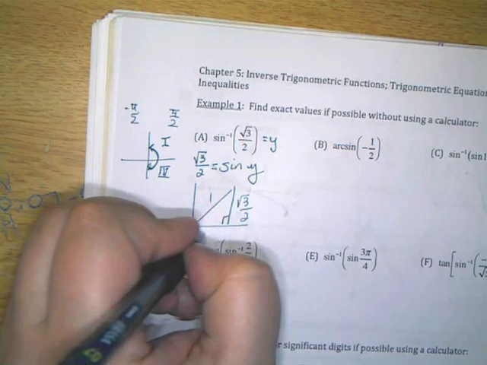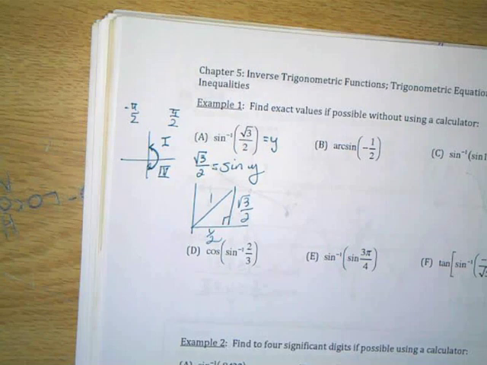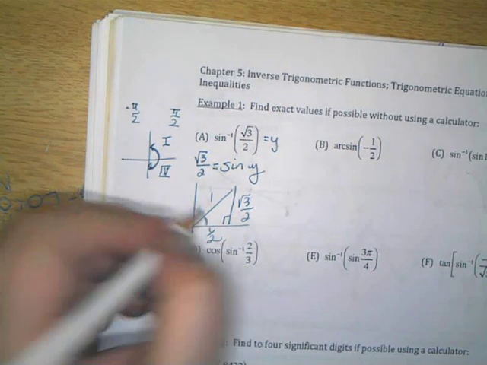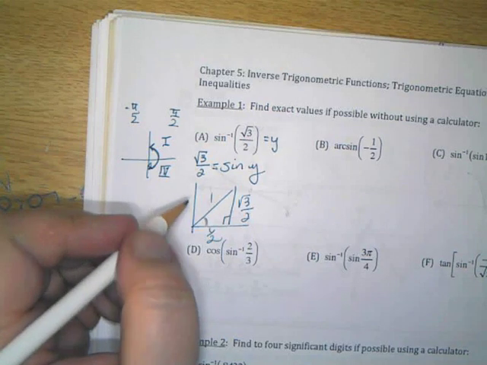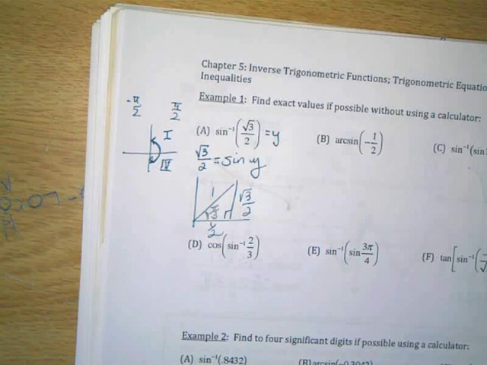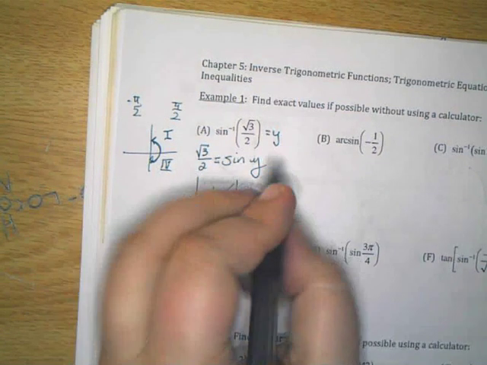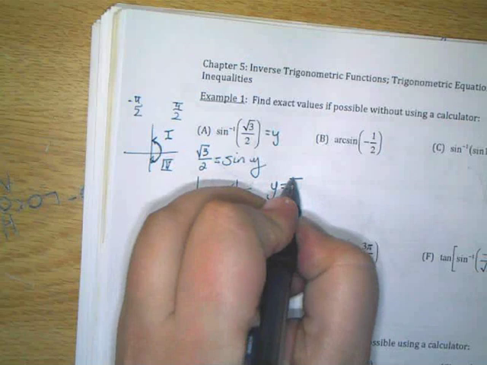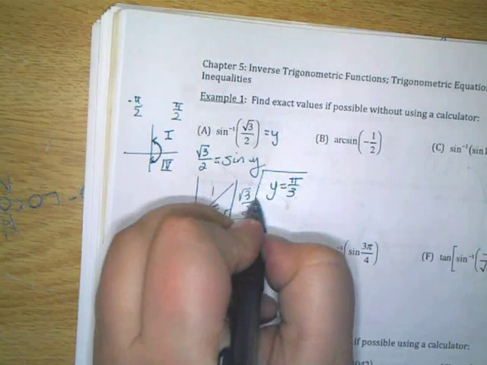Square root of 3 over 2, 1, 1/2. So what's our reference angle? What's this guy right here? Hopefully you guys are saying π/3. So that is what our y is. Our y is equal to π/3. There's our answer.